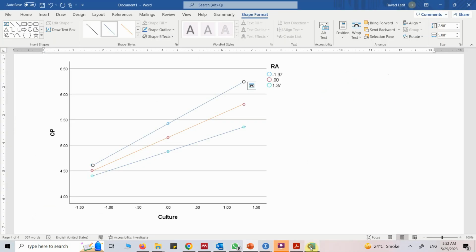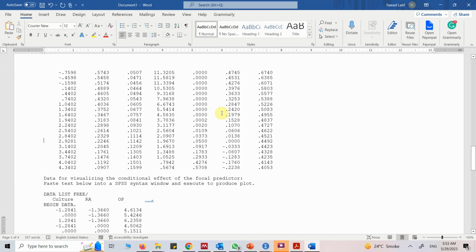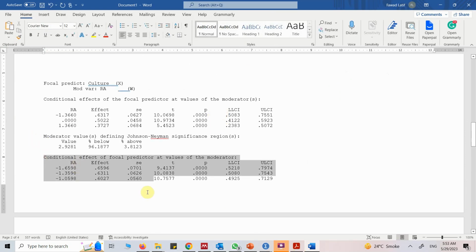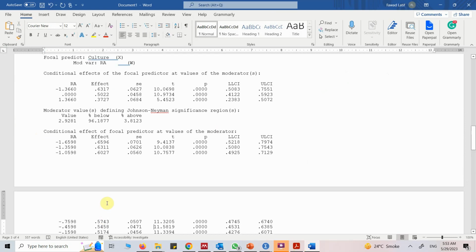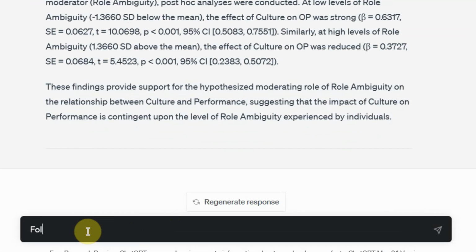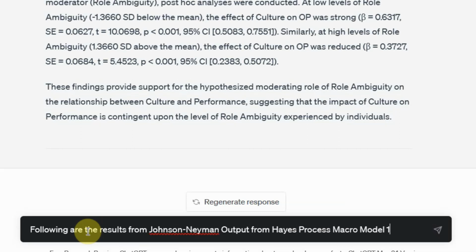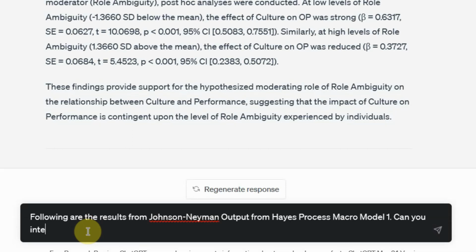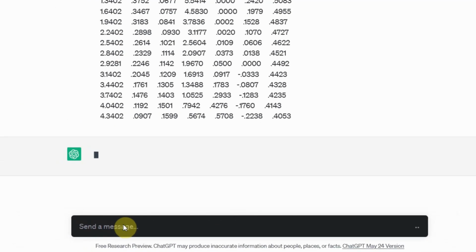Now moving on, let's do one last thing here. Johnson-Neyman output. Copy it. Now let's ask ChatGPT: following are the results from Johnson-Neyman output from Hayes' PROCESS macro model 1. Can you interpret the results? Let's see what we get.